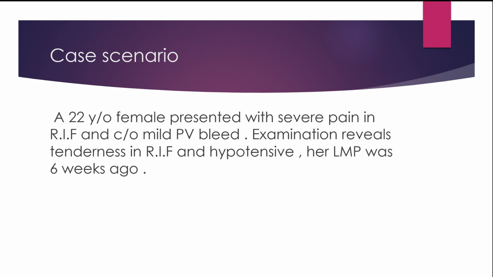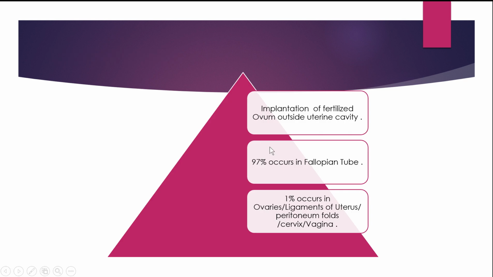Now let's move on to the other slide and understand what is ectopic pregnancy. Okay, normally the fertilization takes place in the fallopian tube, and after fertilization the fertilized ovum moves into the uterus and implants in the uterine cavity. Now if the implantation occurs anywhere else outside the uterine cavity, then it's termed as ectopic pregnancy. So let's read. Implantation of fertilized ovum outside the uterine cavity.